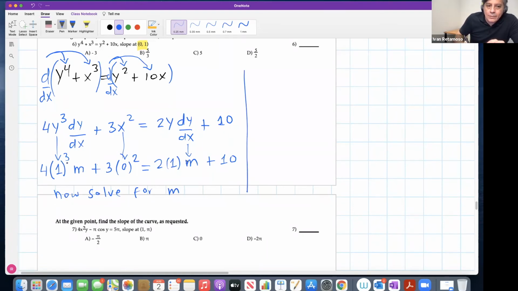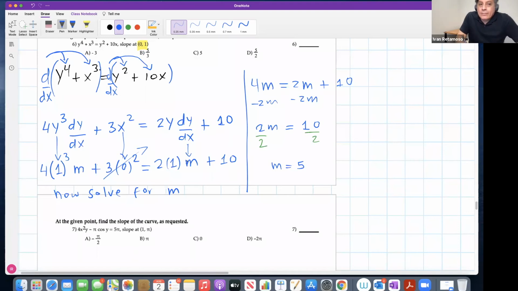Look, 1 cubed, 1 times 1 times 1 is 1 times 4, 4m there. 0 squared is 0, kills this term. 0 times 3, 0. Here, twice m, right? Plus 10. Subtracting 2m on both sides, I get 2m equal 10. Dividing by 2 on both sides of this equation, I get that m is equal to 5, right? The slope of the tangent line at (0,1) of this curve is equal to 5.